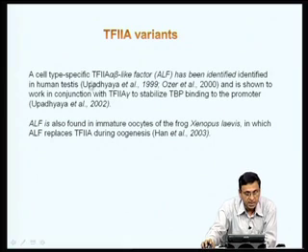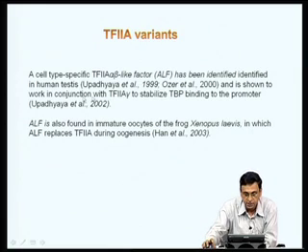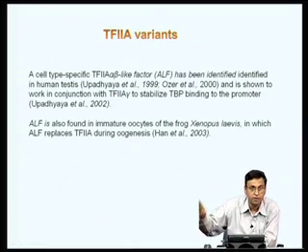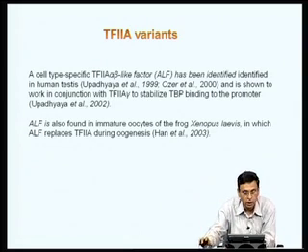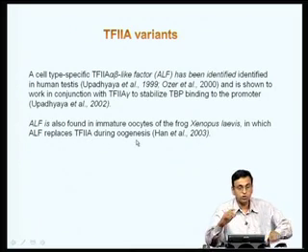For example, a cell type specific factor called TFIIA alpha beta like factor, ALF, has been identified in human testes as early as the late 2000s, and this was shown to work in conjunction with TFIIA gamma to stabilize TBP binding to the promoter. So, not only are there variants of TBP and variants of TAFs, there are also variants of other general transcription factors which can contribute to differential gene regulation, and this variant called ALF is also found in immature oocytes in the frog Xenopus laevis, in which ALF actually replaces TFIIA during oogenesis.